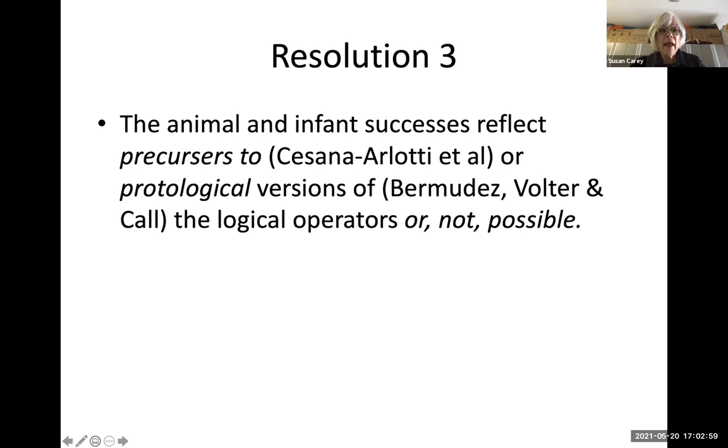And what a precursor would be: a representation that has some of the logical functions of the logical operator you're looking for, like a minimal representation of possibility, but not all of them. So it's minimal in the sense that it doesn't implement the full conceptual role of the function you're looking for, but it's possibility because it implements some of them. And Bermudez et al. think that the infant and animal literature uses the contrary aspect of negation, contrariety, but not full logical negation.